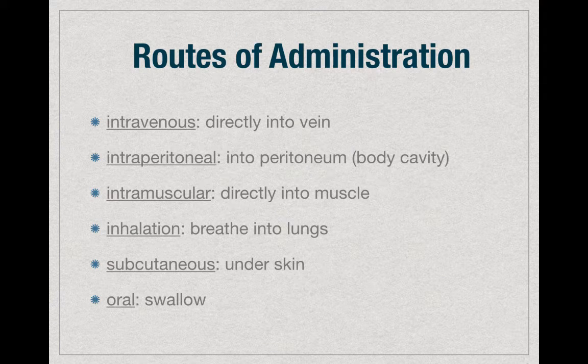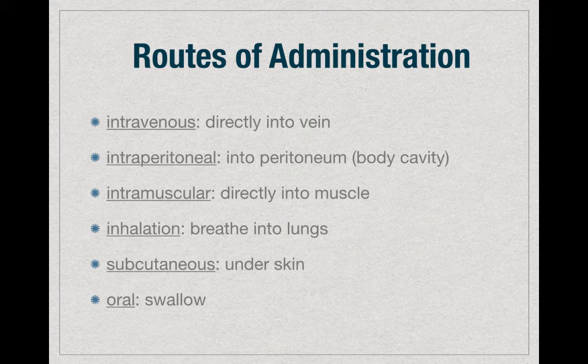So before we start getting into the math, let's first talk about how a drug or substance can get into the body. These are called the routes of administration. So there's 6 normal routes of administration. One is intravenous, which is directly into the vein. A second one is intraperitoneal. This is into the peritoneal cavity of the body.